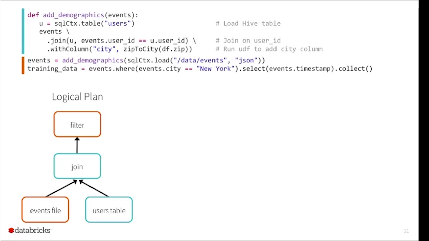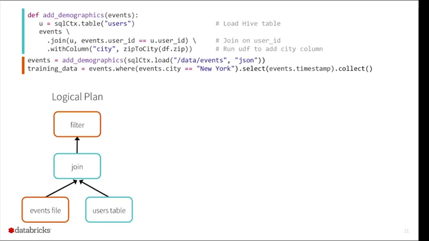Then I can actually use this. In the next line, where the orange begins, I take events. I load some JSON data that's stored on HDFS, and I pass it to this function, returning a new data frame that's got the event stream. And then finally, I'm ready to actually do my machine learning. So I'm going to take these events and filter out two things. First of all, I only care about New York, so I'm going to filter out all of the cities other than New York. And second, I only care about the timestamp column. I'm doing some kind of temporal analysis, so none of those other columns are important to me. I'm going to filter them out, and then I'm going to collect that so I can use it for my machine learning. Initially, this plan looks like what you see here.